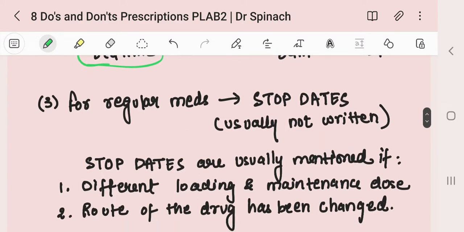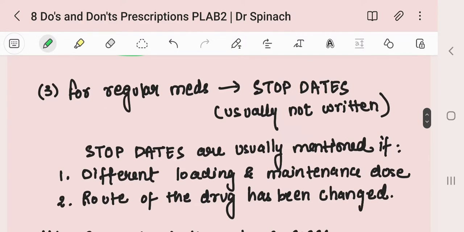Okay, and for regular meds, remember, this is also something which is important. Stop dates are usually not written. Well, I've written usually. There can be stop dates, but usually is something that you have to focus on. So normally stop dates are not written. So if you keep wondering, oh my god, where is the stop date for this drug, don't worry about it. Because this is a drug that is given regularly and it may be prescribed for lifetime. For example, statins or metformin, which is a diabetic drug.